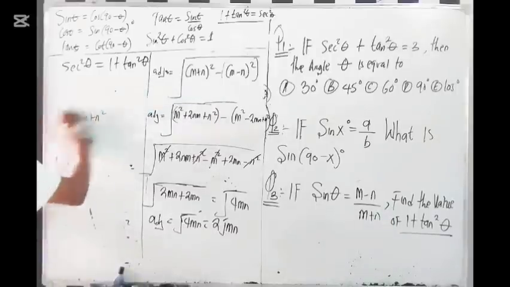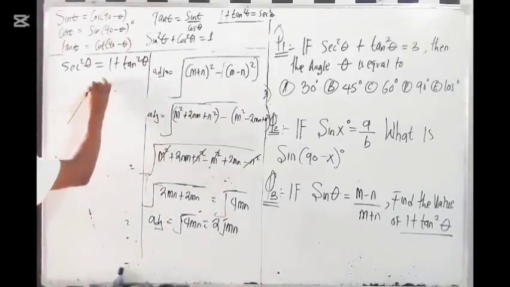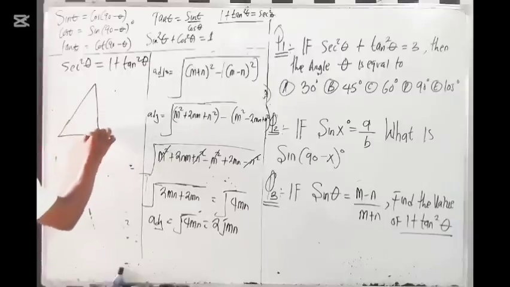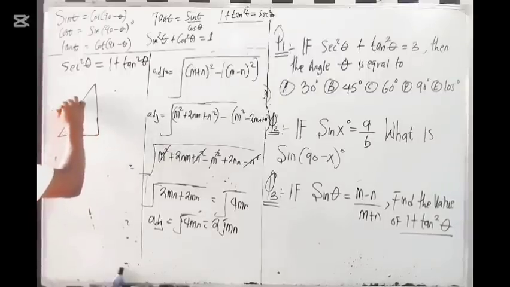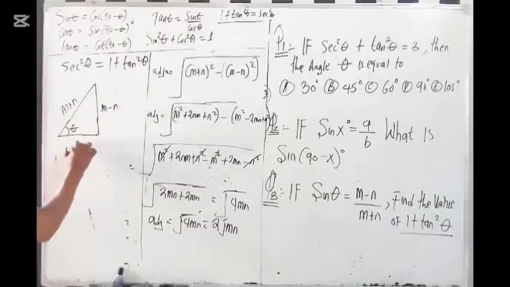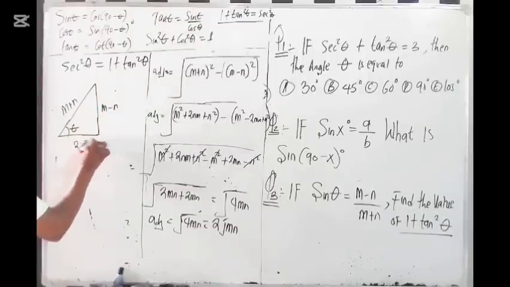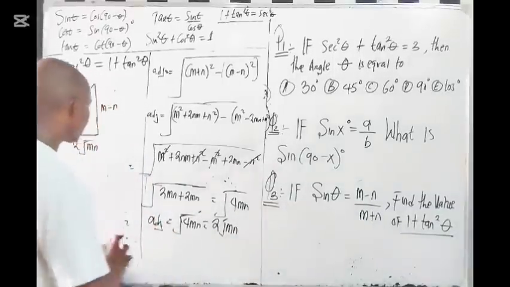Now, what do I have here? So I'll go over it again, right? Theta, here we have m plus n, m minus n. Here we have 2 square root of mn. Do you see that? From the calculation, right?